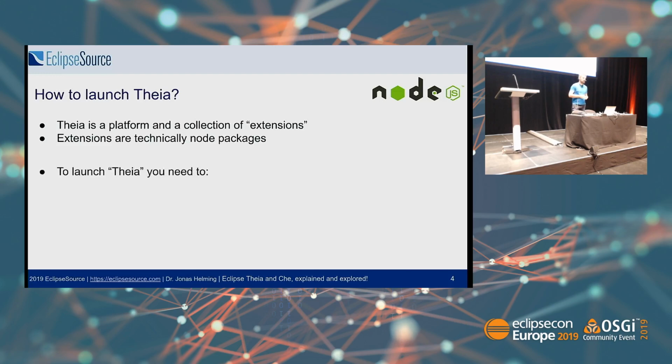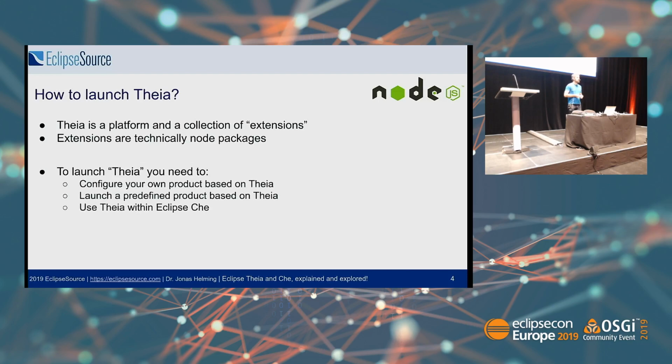Now, to launch Theia, what you need to do is configure your own product based on Theia. It's basically create your own package JSON and add all the extensions you want to start. You can use a predefined product if you don't want to do that. There are a couple of those products out there. Either you just use a pre-configured package JSON, or you can also use Docker. There are some pre-configured containers that you can just launch.